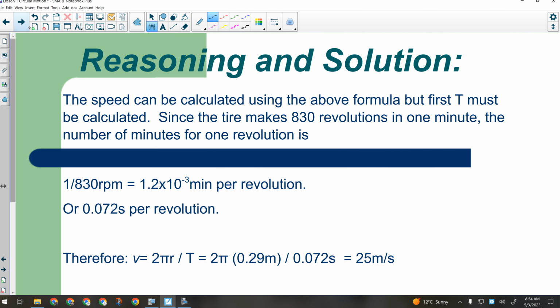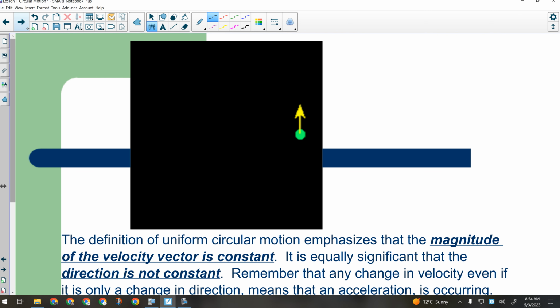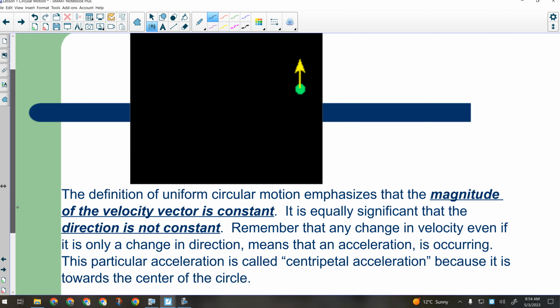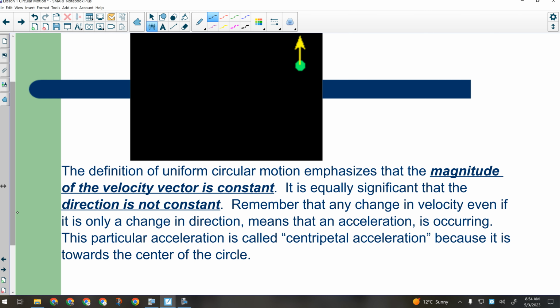All right, so this is what we just did. Okay, so we got 25 meters per second. Now, understanding that circular motion says that the magnitude of the velocity vector is constant, that is, its speed is constant, but the vector is always changing.